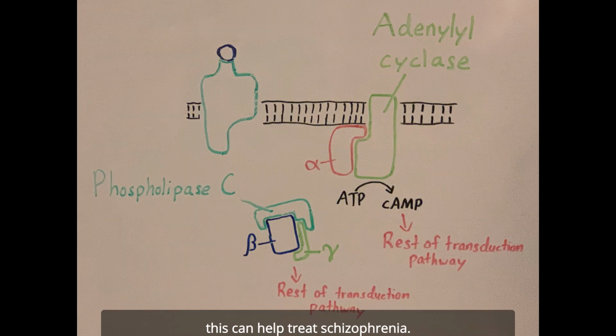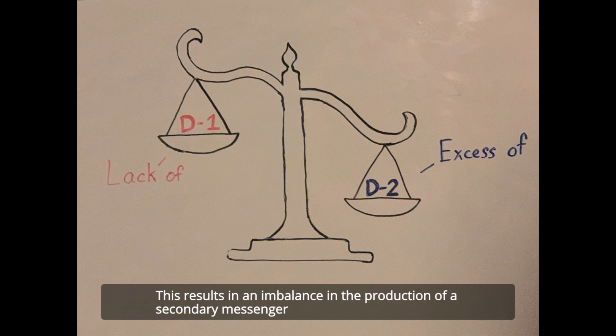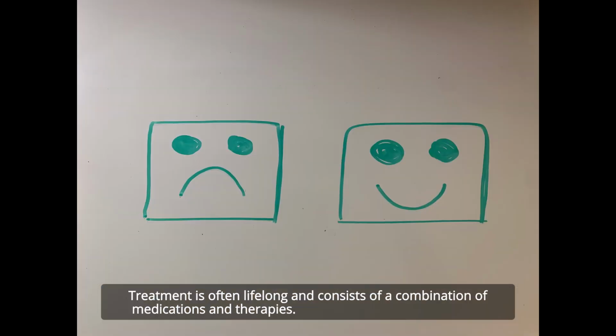Let's see how this can help treat schizophrenia. Some symptoms can be caused by an imbalance in the amount of certain dopamine receptors, namely D1 and D2. This results in an imbalance in the production of a secondary messenger, which changes the way that the nerve signals are transmitted. Treatment is often lifelong and consists of a combination of medications and therapies.